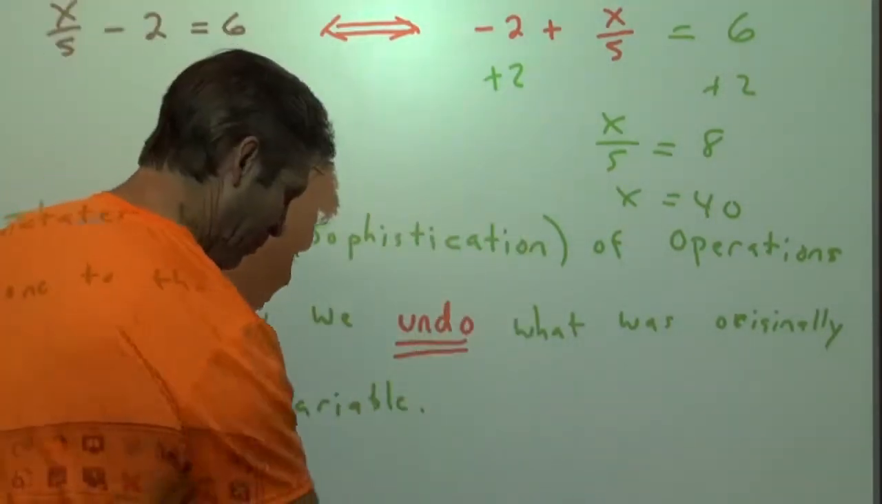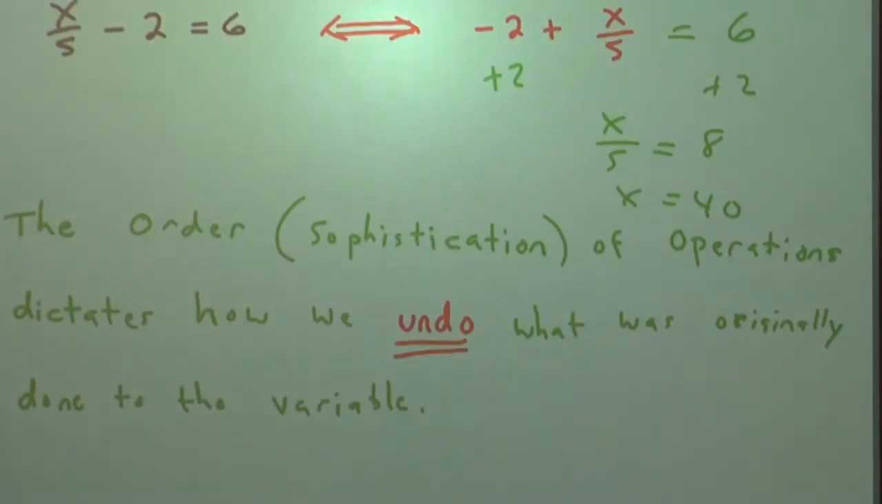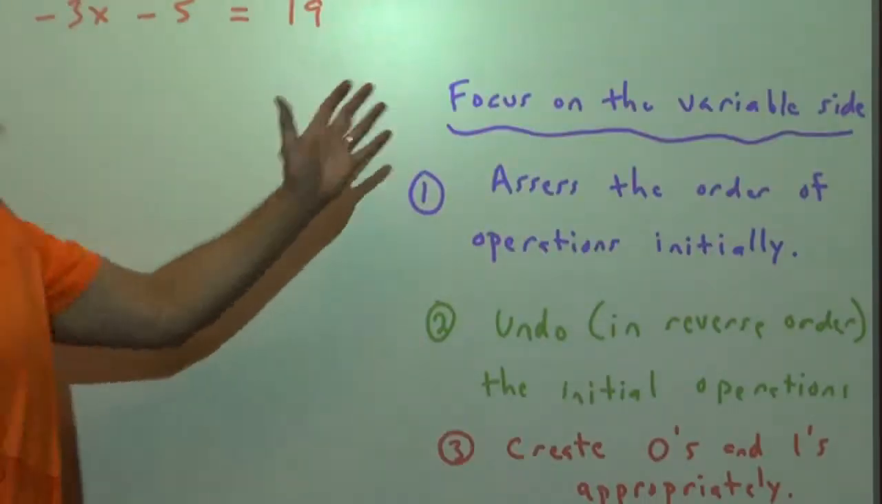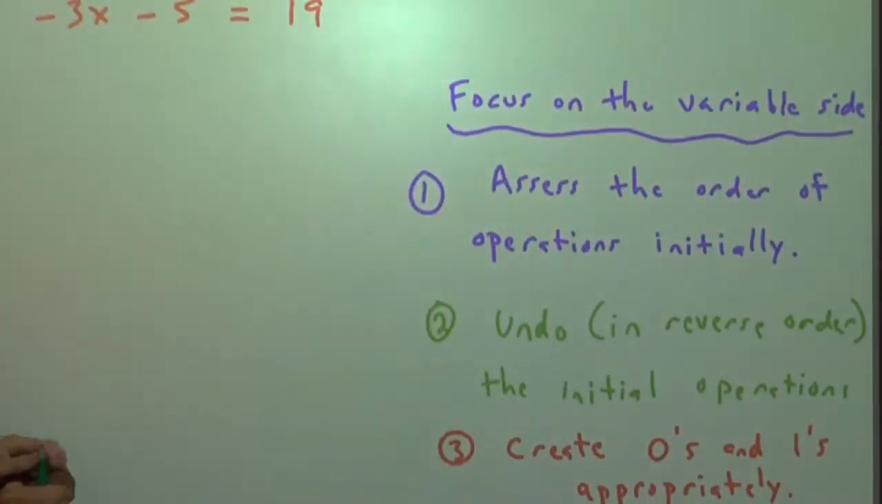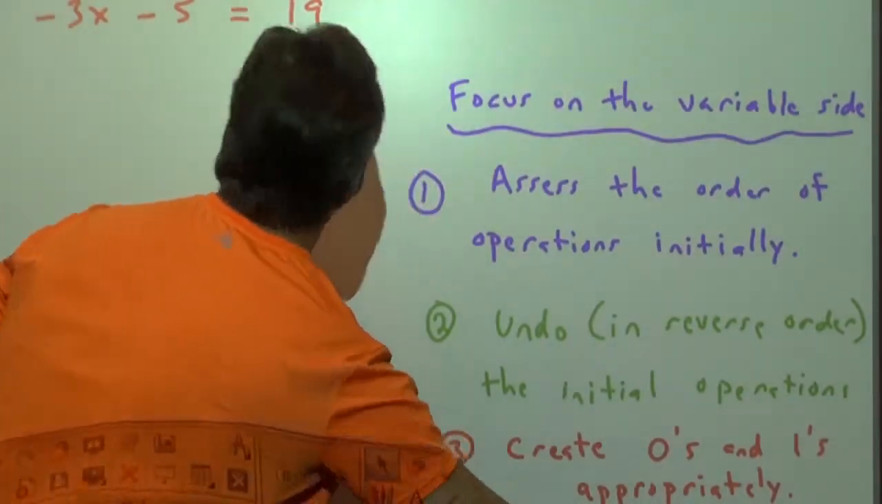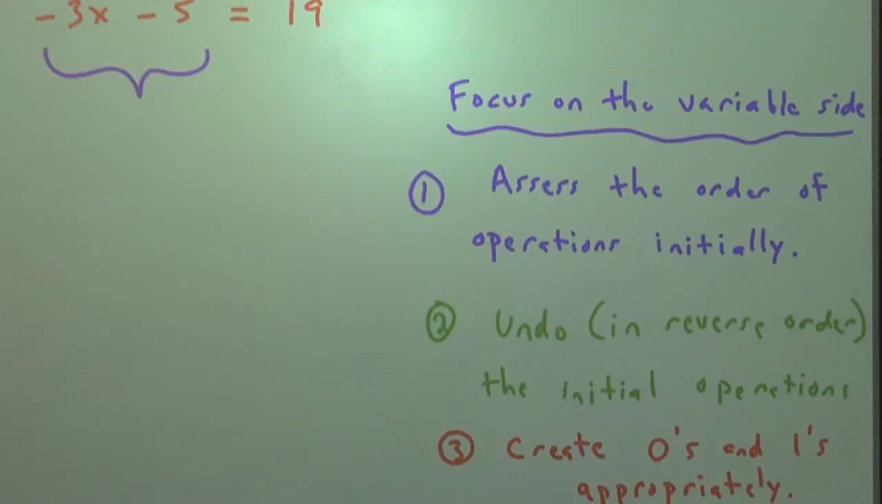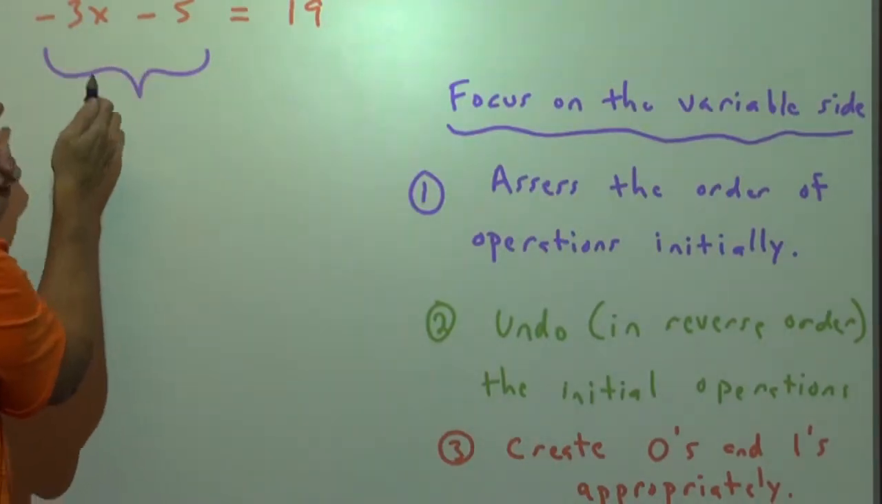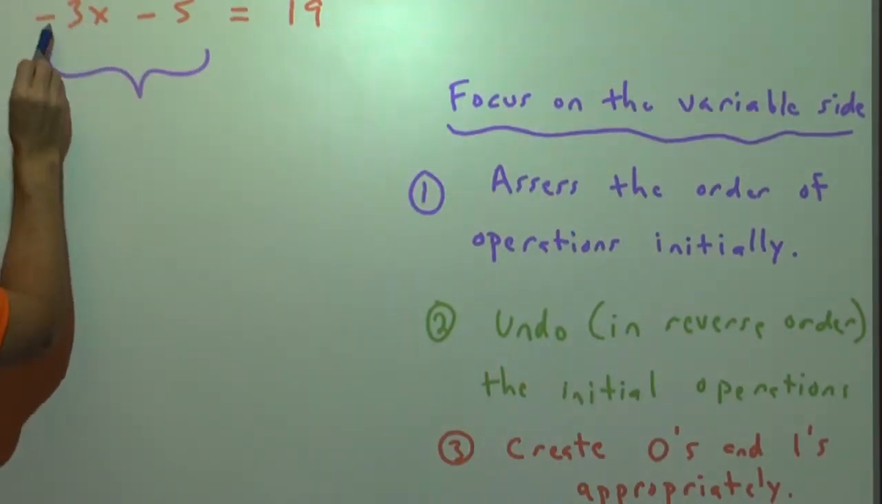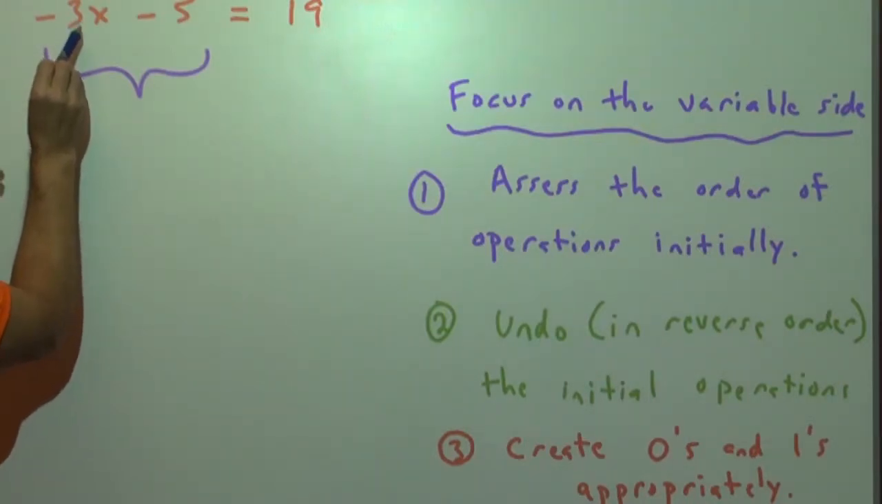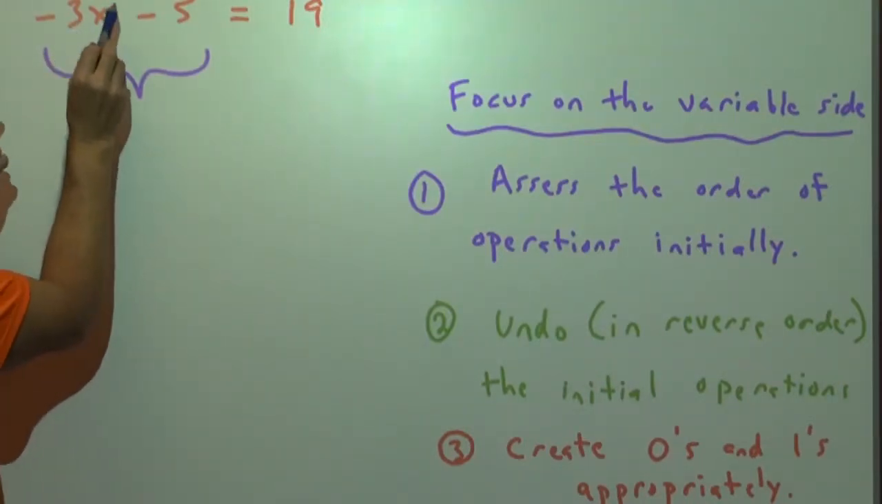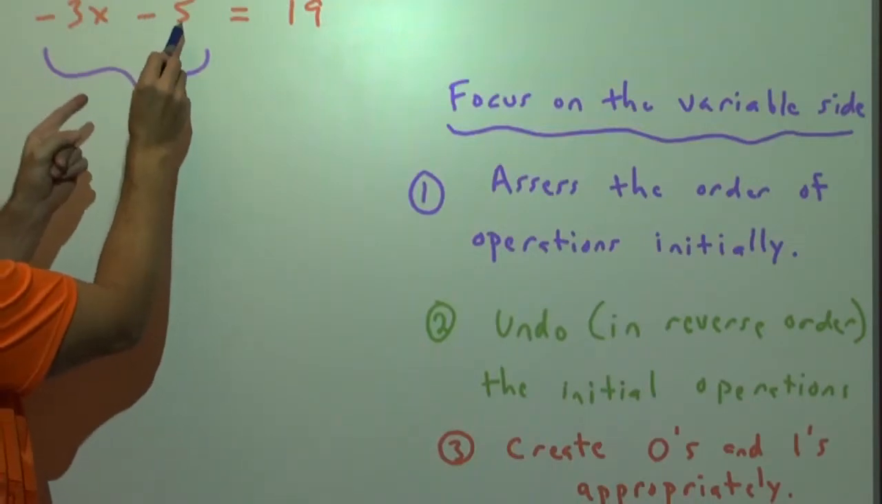Over here, well, in fact, let me give you the game plan. Here's what we're talking about. This is what we should do. Focus on the variable side. So we say, okay, here's the variable side. If we're looking at this guy right here, then what would we have had to do first to our number? We would have had to multiply it by negative 3, because you're supposed to do multiplication before anything else, and then we would subtract the 5.